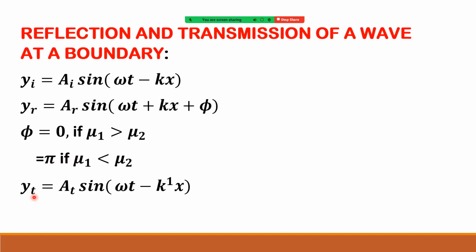For the transmitting wave, A transmitting sin(omega t minus k dash x), because transmitting means it continues to travel in the same direction, that is the positive direction. Why k dash? Because the medium has changed. Since the medium has changed, speed changes. Since speed changes, k changes, but omega is constant. Now we want to calculate A reflecting and A transmitting. For that we require boundary conditions.